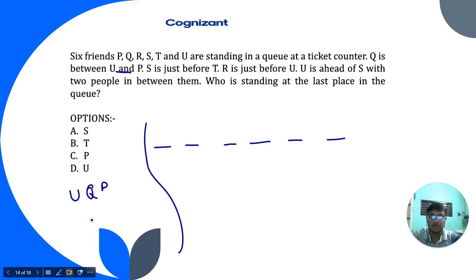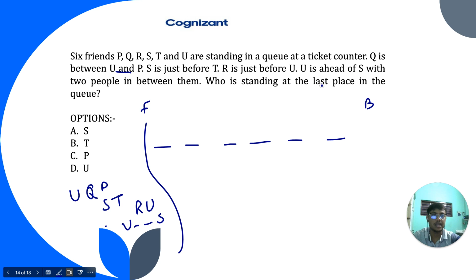So S would be forward. Let me write, this is forward and this is the back side of the queue. So this is the starting of the queue. S is just before T, that means forward. Next, R is just before U. U is ahead of S with two people between them. U and S have two people between them and U is ahead of S.